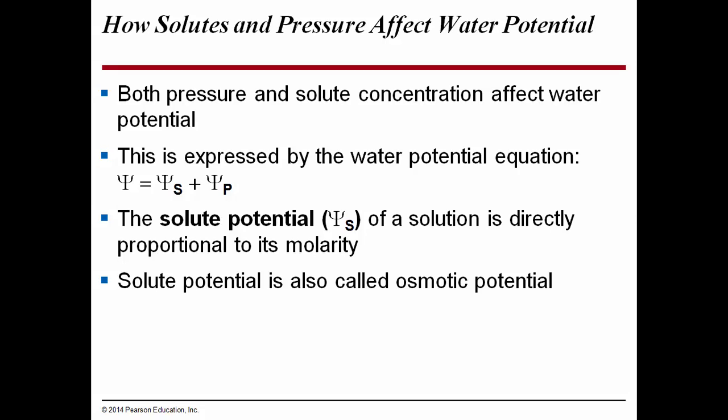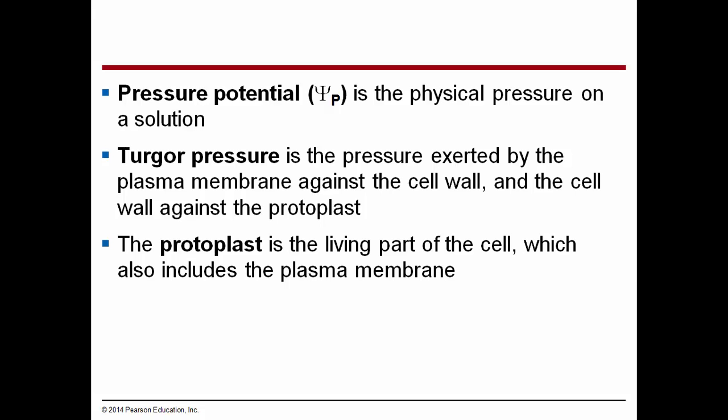I think there's some good information on page 576 on how solutes affect water potential. If you want more information about that subject, I'd recommend turning to that page. Pressure potential is the physical pressure on the solution. Turgor pressure is pressure exerted by the plasma membrane against the cell wall and the cell wall against the protoplast. The protoplast is the living part of the cell.